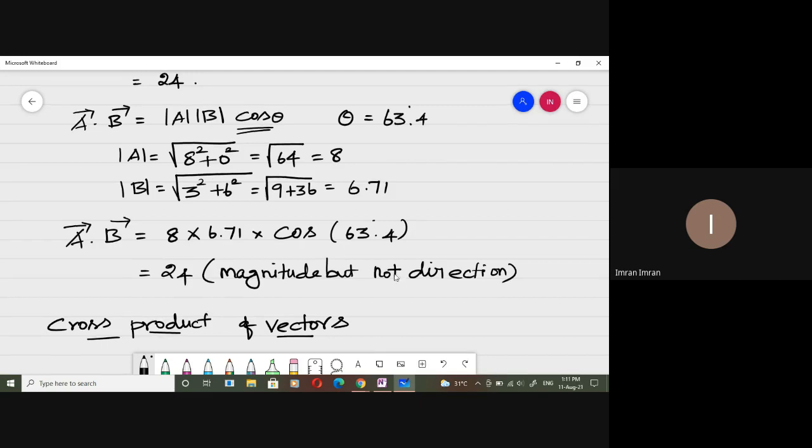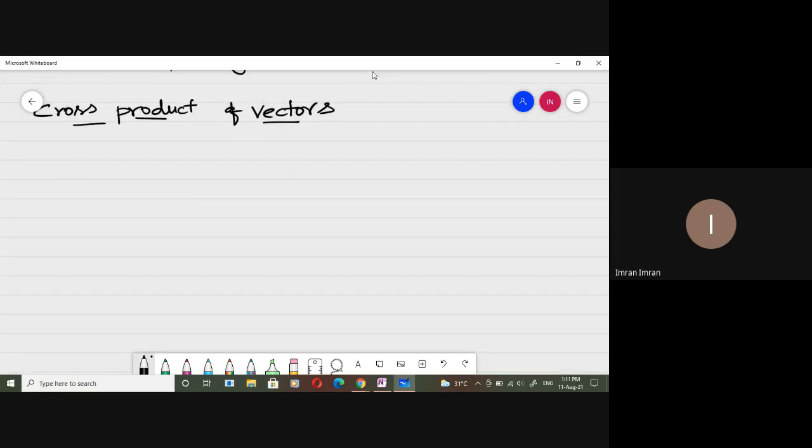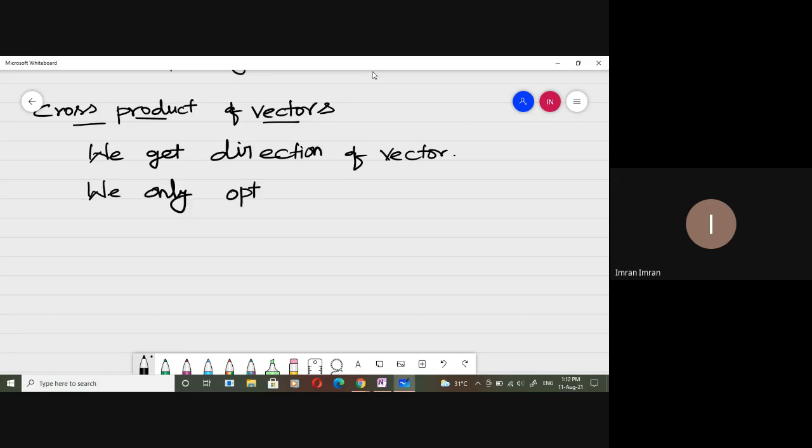But in the cross product, we get direction. We get the direction of the vector. In cross product, we only opt for three-dimensional vectors.